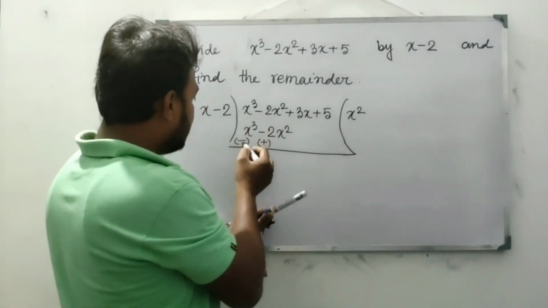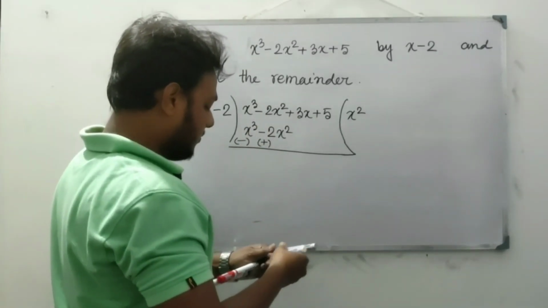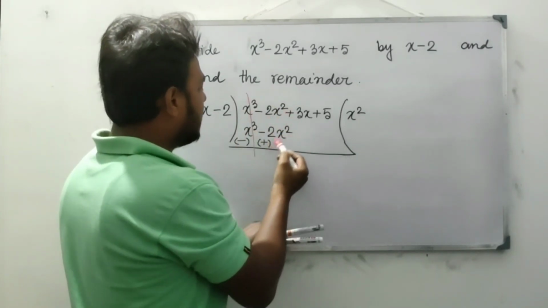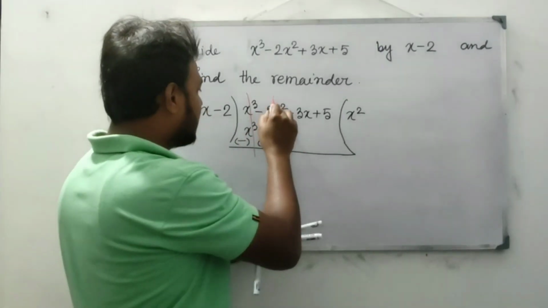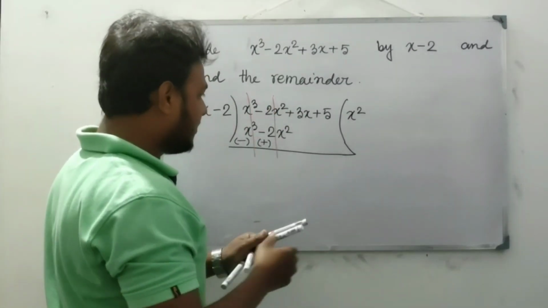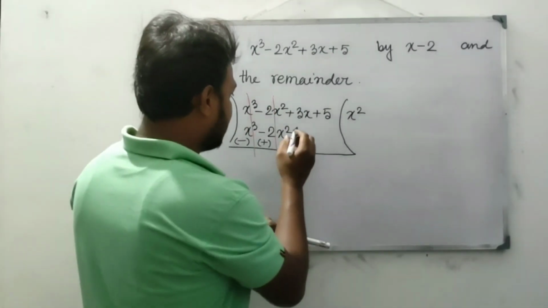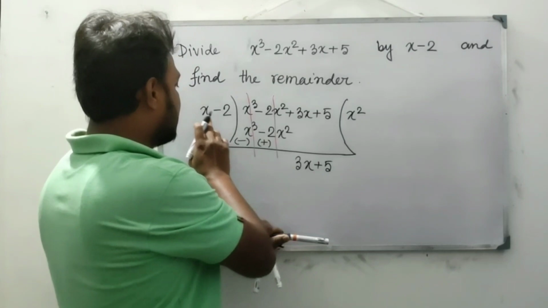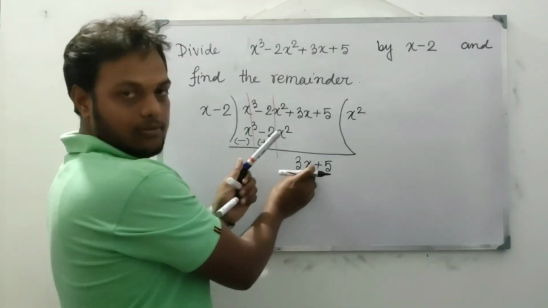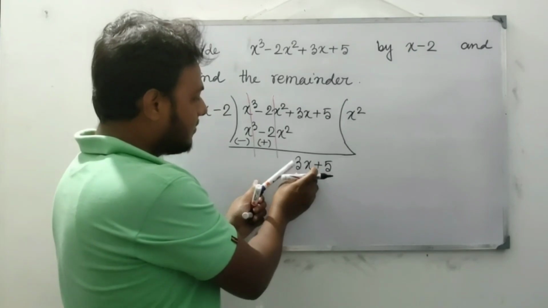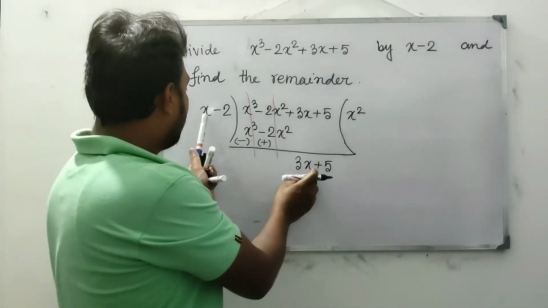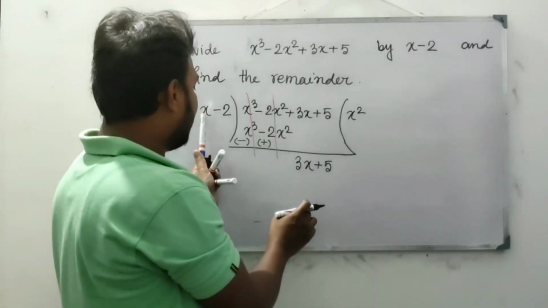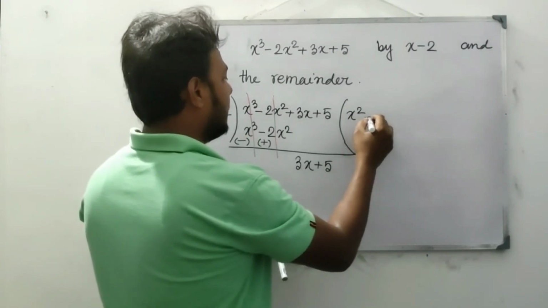So this is plus x cube, this is minus x cube. Both cancel out. Here minus 2x square, this is plus 2x square. Fortunately, this term also cancels out. So the rest of the terms are 3x plus 5. Now again the same process. To get 3x, by this first term x, by which term do you have to multiply x to get 3x? Obviously by plus 3.